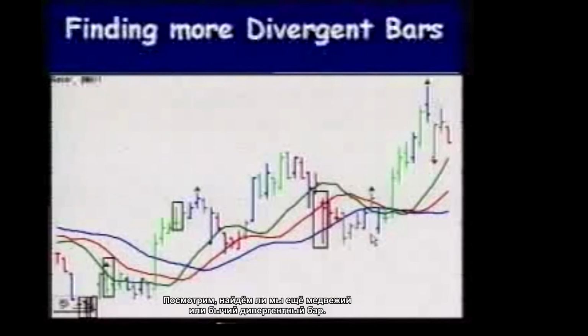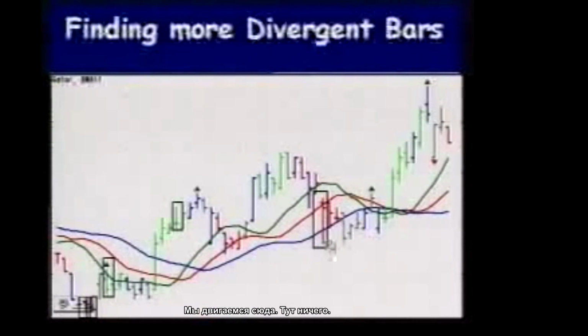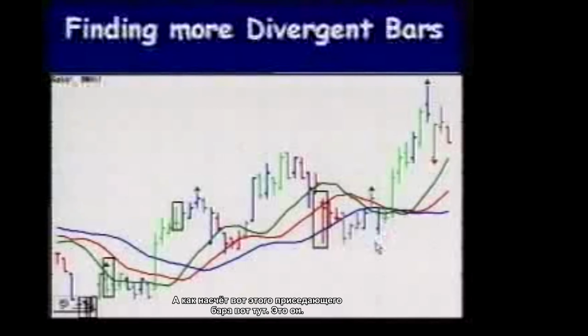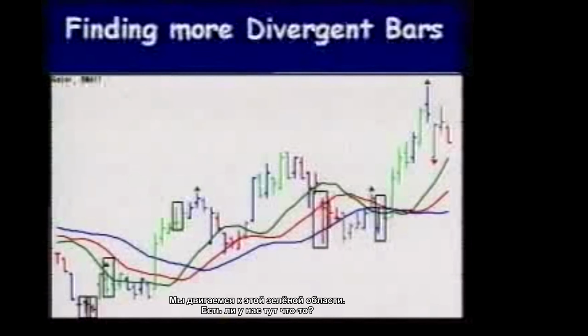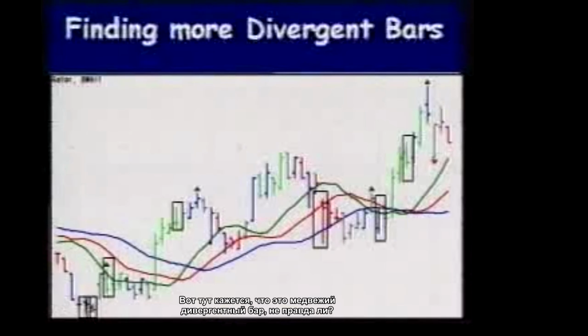Let's see if we can find any more bullish or bearish divergent bars. As we're moving over here, this is not one. What about this squat right here? That's one. That is a bullish divergent bar. As we're coming up on these greens in this area, is there anything here? It looks like that might be a bearish divergent bar, doesn't it? So if you had your stop in at this point, your stop would have been at the bottom, to sell at the bottom of this. It would have never been hit.